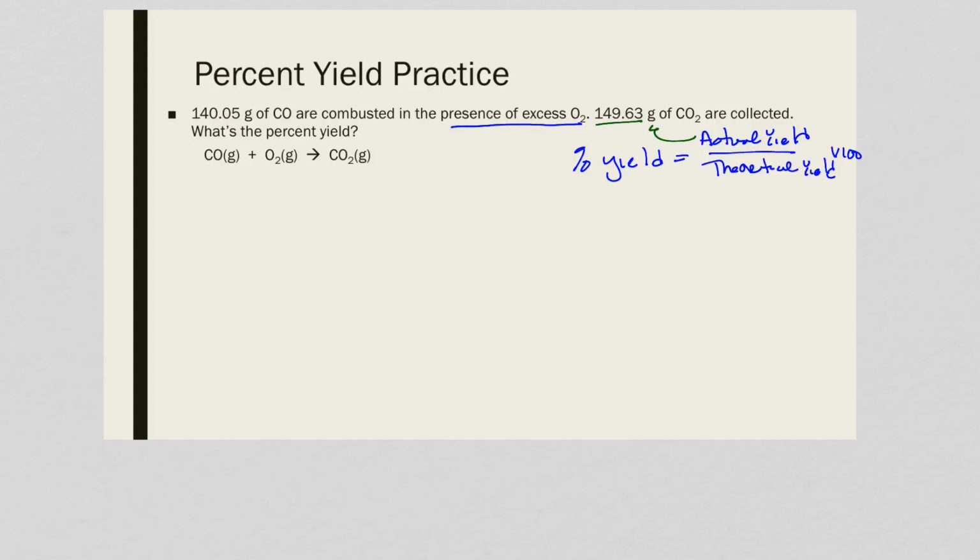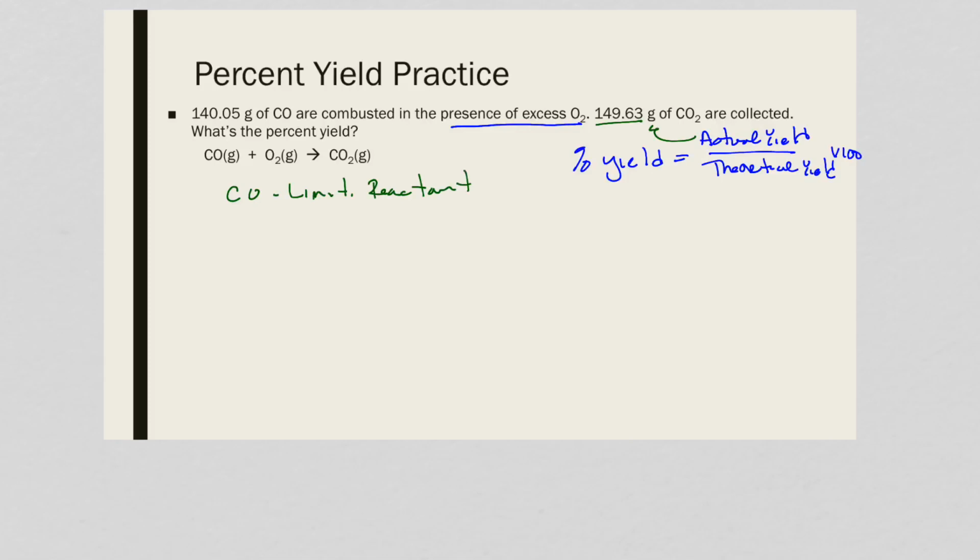But we need a theoretical yield. Now, I've shortened the problem here, and again, this is just to give you different examples of types of problems you might see. Here, we're told what the limiting reactant is, right? We're told 140.05 grams of CO are combusted with excess O2. So they're telling me that CO is the limiting reactant. So I only have to do one calculation.